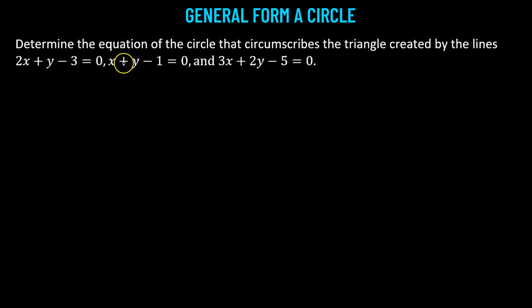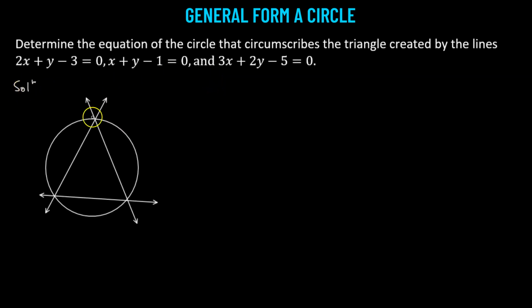So in this problem, we need to determine the equation of a circle that circumscribes the triangle created by the lines. These three lines, the equations are given to us. Let's try to understand the problem graphically first. So here we have a circle and then we have three lines.